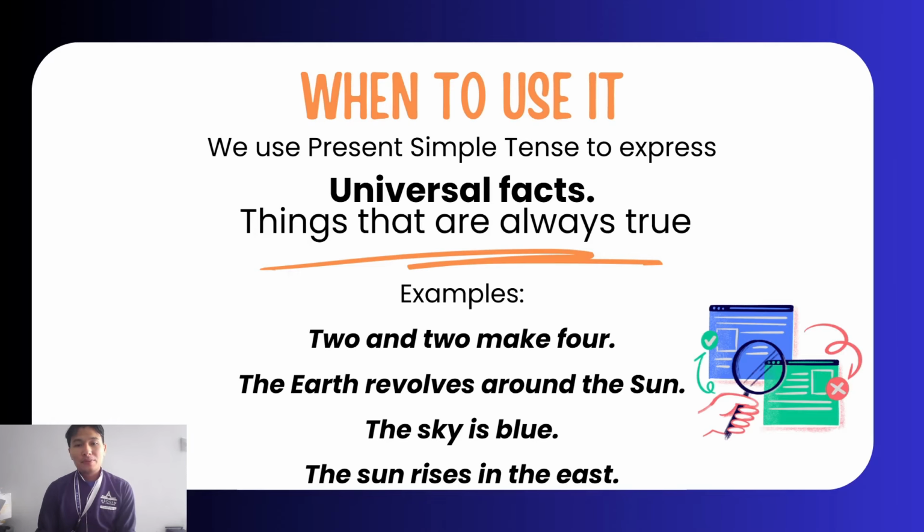We use the present simple to express universal facts, like scientific facts, things that are always true. For example, 2 and 2 make 4. The earth revolves around the sun. The sky is blue. The sun rises in the east. As you can see here in these sentences, they are situations that are always true, that they always happen in that way. For example, the sun rises in the east and it always sets in the west.